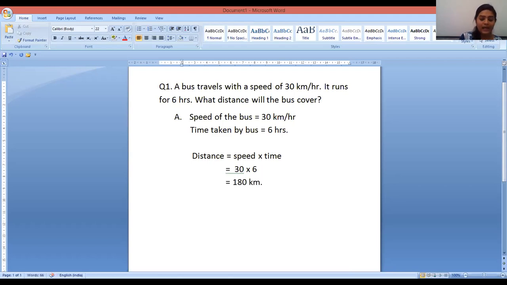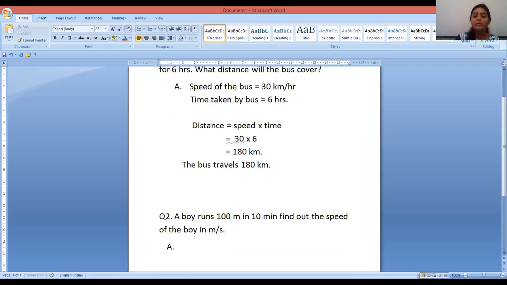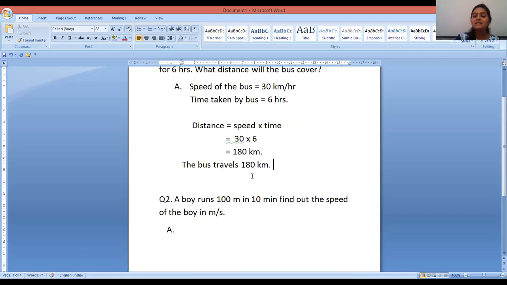Okay, so at the end, I will conclude my answer as: the bus travels 180 kilometers. So this is how you solve your numerical problem by writing down the statements. Very simple: remember the formula of the distance, and based on that, first check what data is given to us, whether speed, time or distance is given, and based on that we have to find out the answer.